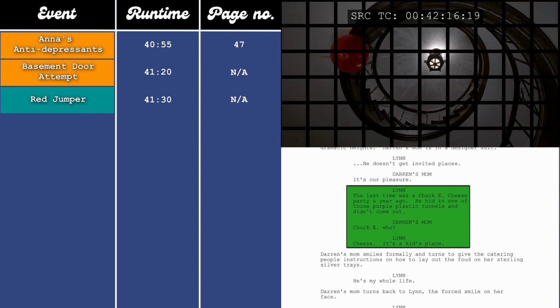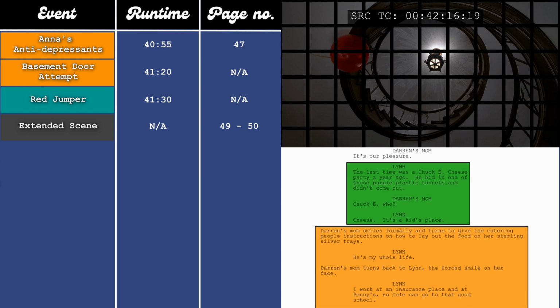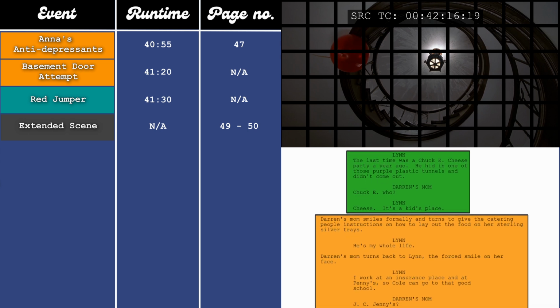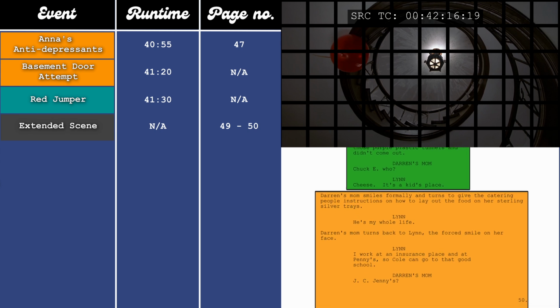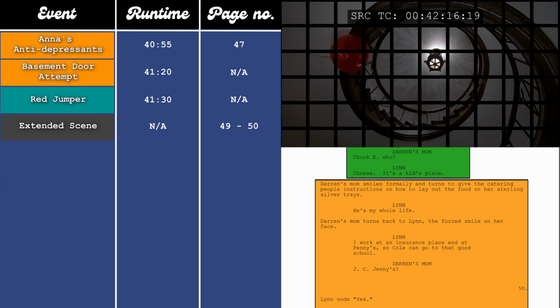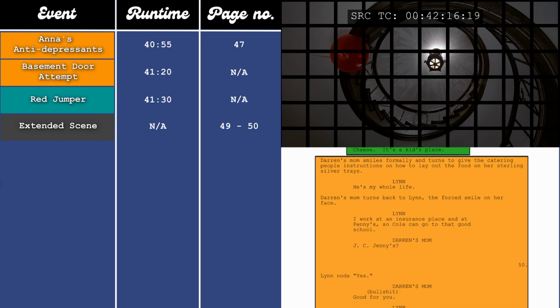Whereas in the script, it goes on for a little bit longer. It reads, Darren's mum, Chuck E. who? Lynn, Cheese is a kid's place. Darren's mum smiles formally and turns to give the catering people instructions on how to lay out the food on her sterling silver trays. Lynn, he's my whole life. Darren's mum turns back to Lynn, the forced smile on her face.